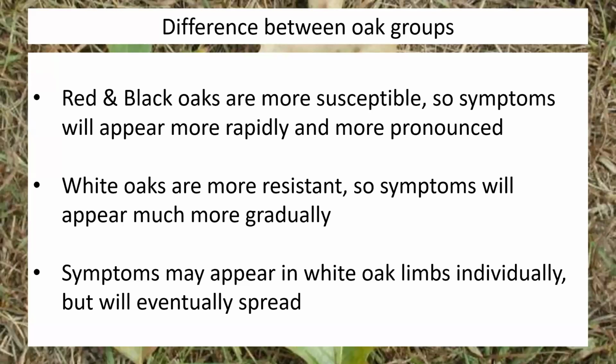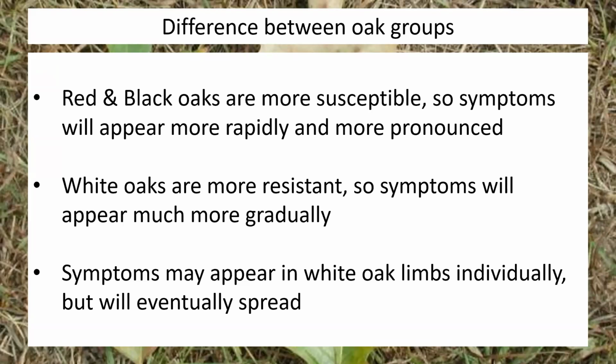Now, I mentioned that depending on which oak group you belong to, it's going to create a difference between how the infection is going to look. So what this means is that red and black oaks are much more susceptible than white oaks. So symptoms are going to appear more rapidly and become more pronounced, whereas white oaks, generally the symptoms are going to be significantly less pronounced. However, it's important to understand that white oaks, even if the symptoms aren't pronounced, if it's infected, it's effectively carrying that disease now. And eventually that tree will most likely die. This disease is fatal, even though white oaks may take a lot longer to die.